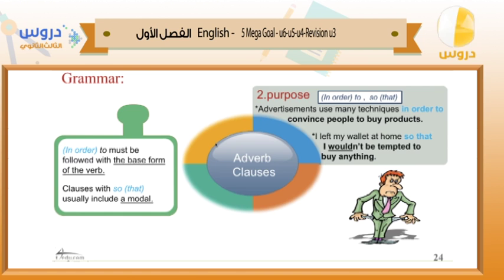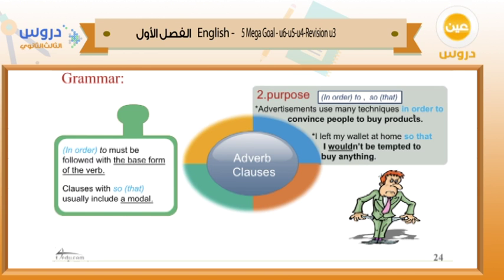All right. Number 2, the second category, is purpose. What are the words that we have to use in the clauses that indicate the purpose meaning? In order to, or so that. In order to, and so and so that. Advertisements use many techniques in order to convince people to buy products. Here I use in order to. Number 2 here, I left my wallet at home so that I wouldn't be tempted to buy anything.